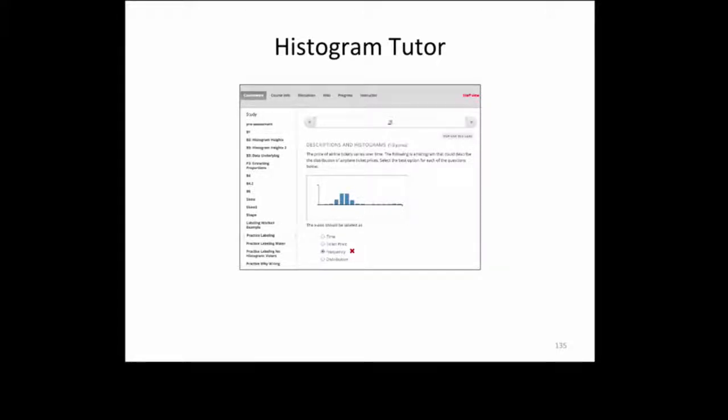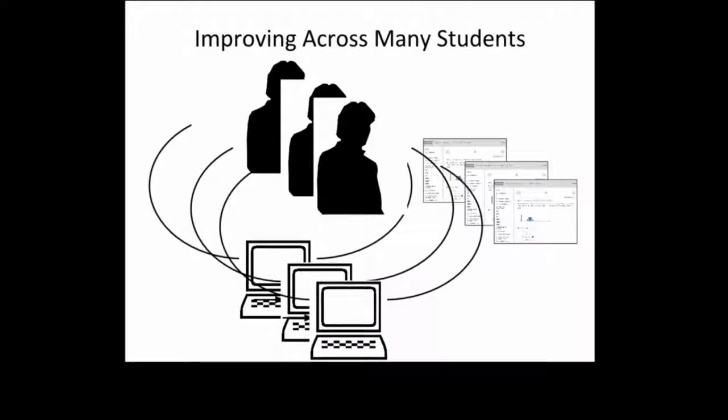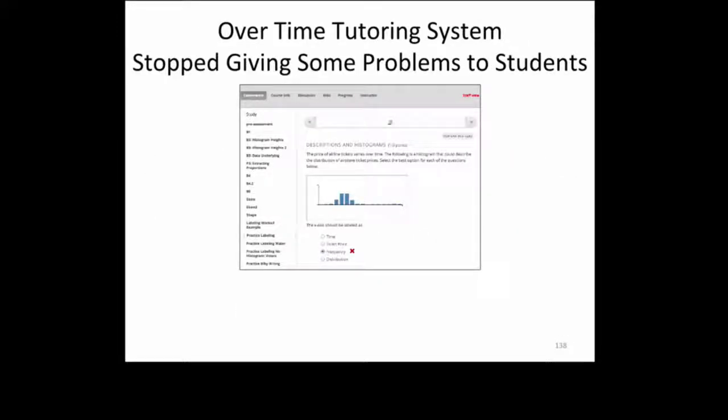So this is a histogram tutor that we developed a couple years ago. And in this situation, we wanted it to be a continually improving tutoring system. So we wanted a student to interact with this histogram tutor, they'd get some problem, we'd see whether or not they got it right or wrong, and then at the end they'd do a post-test. And the idea was that we do this not for a single student, but we do it across many students. And what we found is that over time, the tutoring system stopped giving some of the problems to the students.